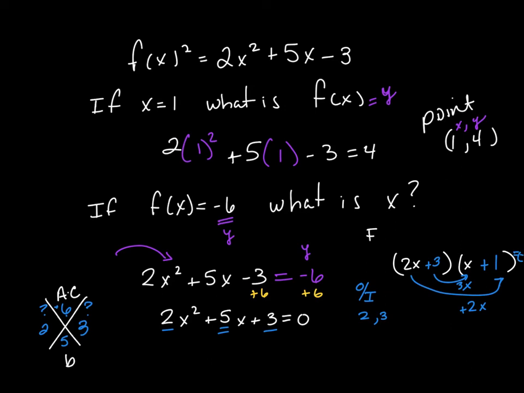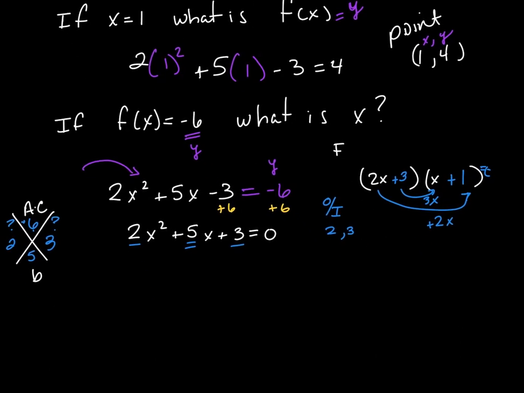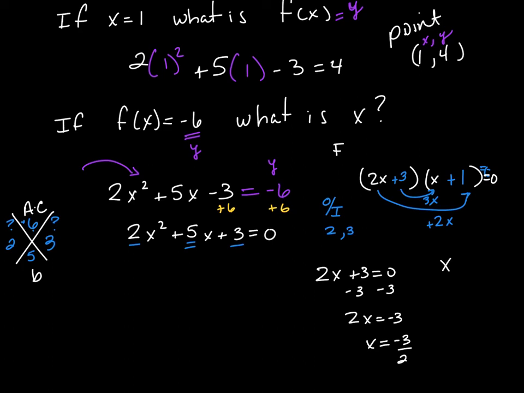I'm not quite done yet. Now I have to go through and solve this equation. I do that by setting each of those two parentheses equal to 0. So to finish this, I have 2x plus 3 is equal to 0. I need to solve that for x. 2x is equal to negative 3. Divide both sides by 2 to get x is equal to negative 3 over 2. The other value that I have here is x is equal to negative 1.